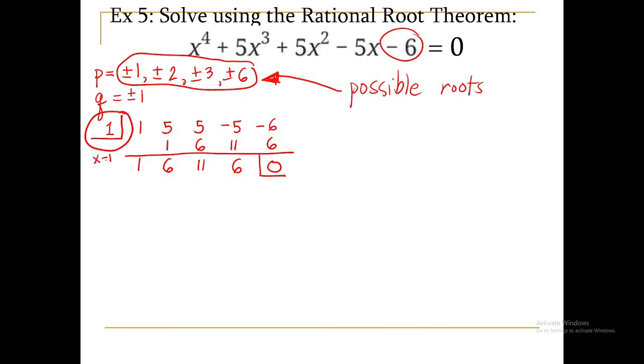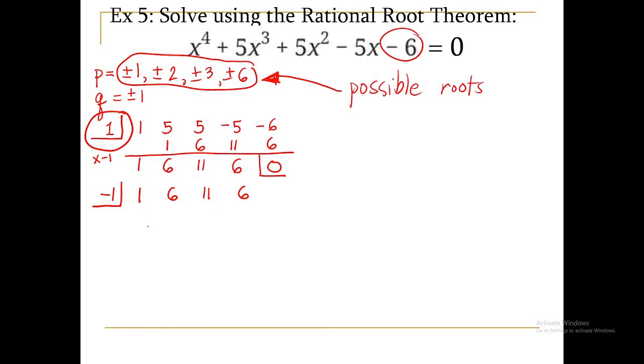Let's continue. Are we going to have factoring now? Not yet, because we have 4 numbers there. We still have to continue with synthetic. So 1, 6, 11, and 6. Which number are you going to do next? Negative 1. Let's have negative 1.